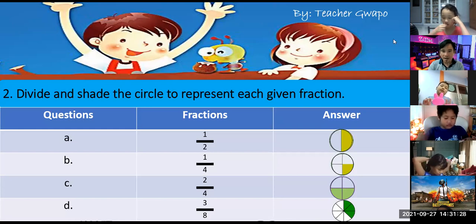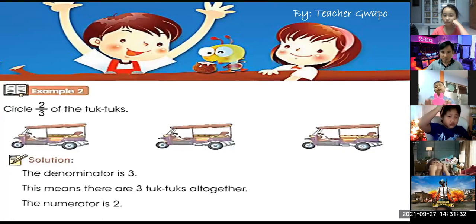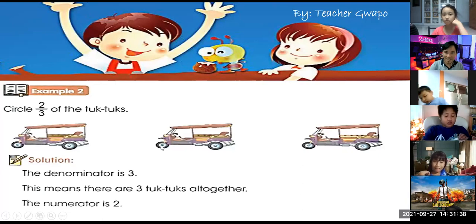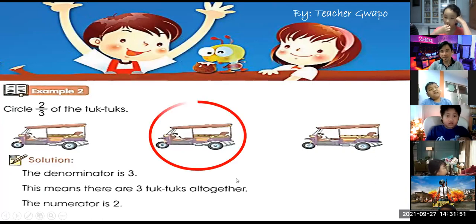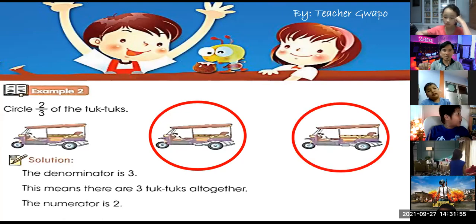Now here we go. Circle 2/3 of the tuk-tuks. So the denominator here is 3. This means that there are 3 tuk-tuks all together. The numerator is 2. So just encircle 1 and 2. Out of 3 tuk-tuks, encircle the 2 tuk-tuks here.